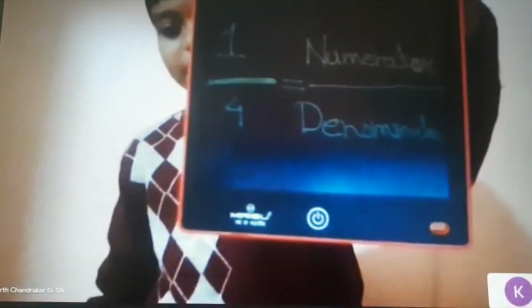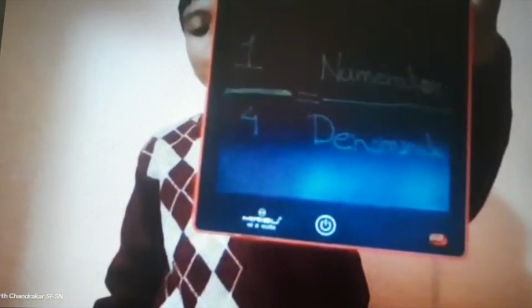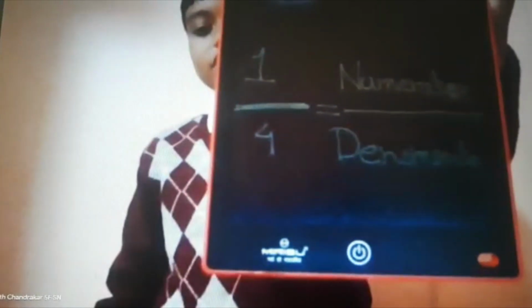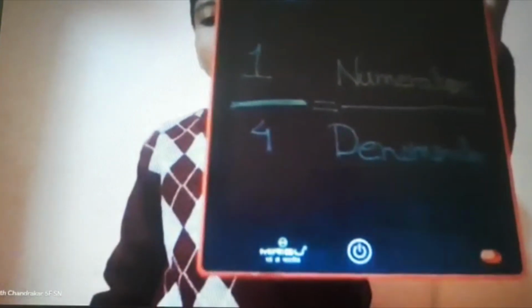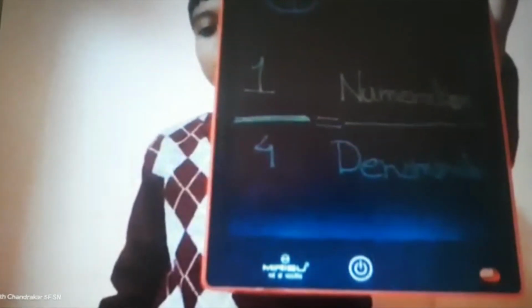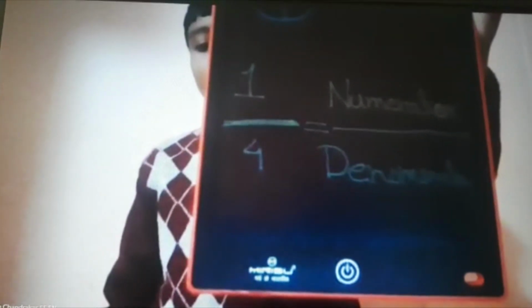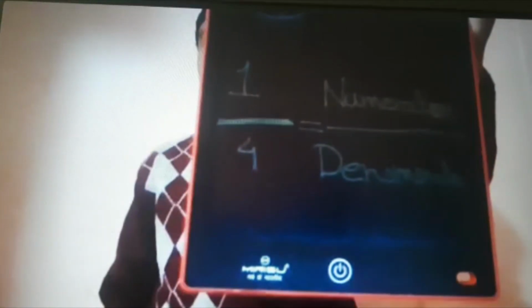Here in 1/4, 1 is the numerator. Numerator is the upper value of a fraction. Numerator indicates how many sections of the whole a fraction represents. 4 is the denominator. Denominator is the lower value of a fraction. Denominator indicates how many parts the whole is divided into.